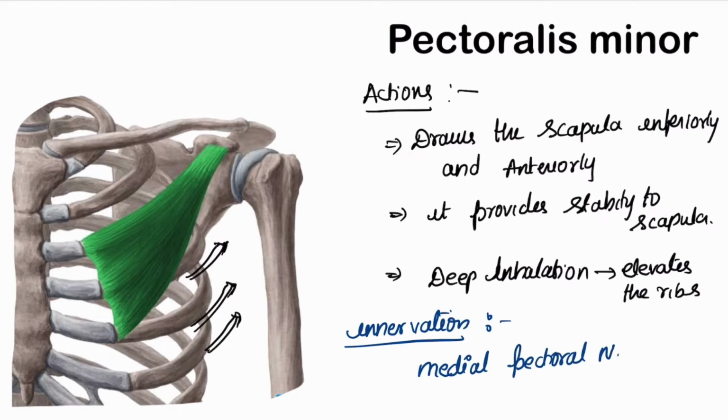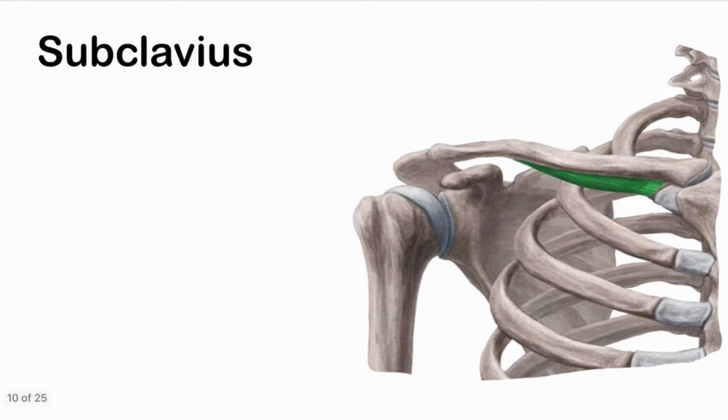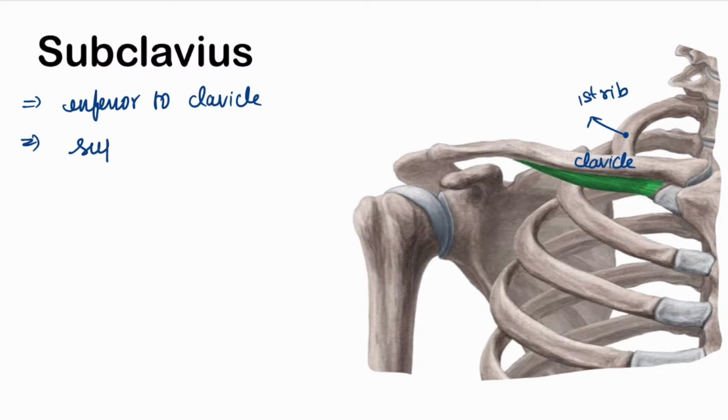Now let us see the subclavius muscle. This is the subclavius muscle here, and this is inferior to the clavicle and superior to the first rib. This is the clavicle and this is the first rib. It is inferior to the clavicle and superior to the first rib. And this muscle protects the subclavian vessels.